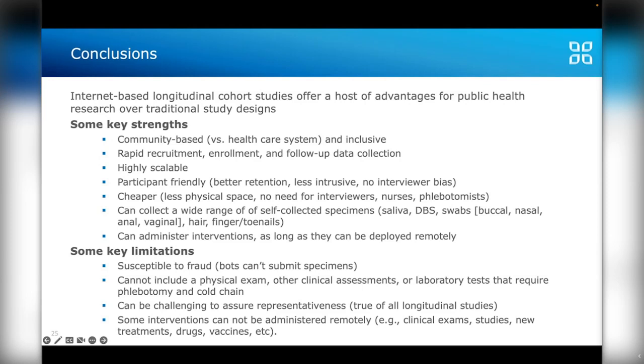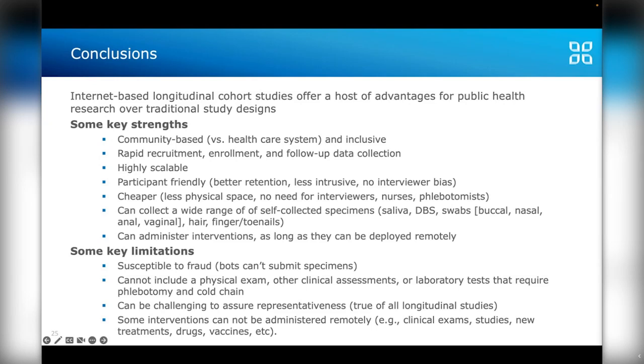It's cheaper, and it can collect a wide range of self-collected specimens, which I alluded to a little bit in our own research. And you can even get to the point of administering interventions in these kinds of studies, as long as they can be deployed remotely or digitally.